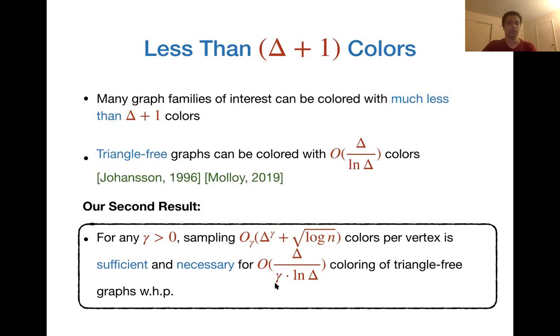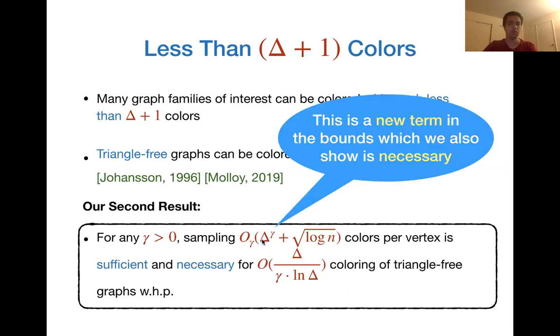To interpret this, if we take gamma to be a very small constant, we are going to still get an asymptotically optimal number of colors for triangle-free graphs. But now we are going to sample a number of colors which has some small polynomial dependence on delta. Remember that this is a new term. The previous palette sparsifications I talked about, neither of them have such a term. But in fact, we can show also, and we prove in this paper, that such a dependence on gamma is necessary. So for triangle-free graphs, there's no way to get around this.